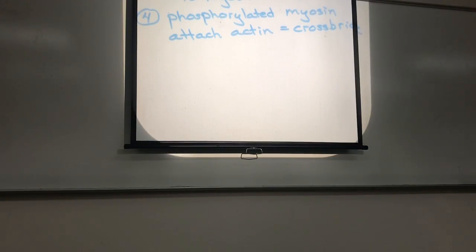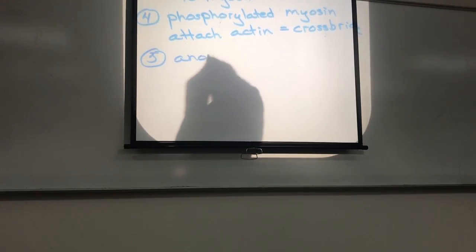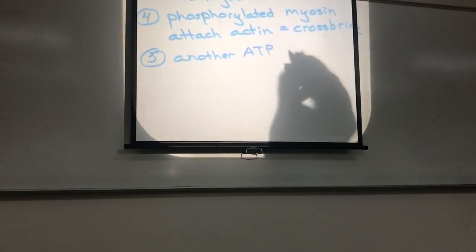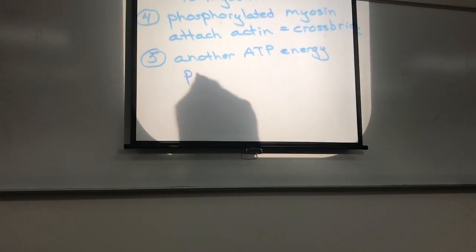Now, in skeletal muscle, we use the same ATP to power the power stroke. One ATP to form the cross bridge and shift it from a 90-degree angle to a 45-degree angle. Not true in smooth muscle. We need one ATP to phosphorylate the myosin and form the cross bridge. But now we're going to need another ATP to supply the energy for the power stroke.